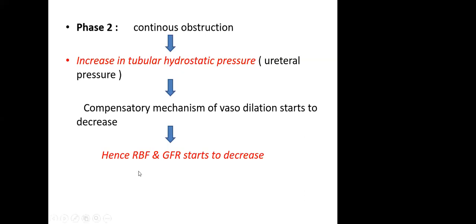Again, the renal blood flow starts to decrease. If renal blood flow decreases, hydrostatic pressure in the glomerulus will decrease. If hydrostatic pressure is decreased, GFR also decreases. Hence, in phase 1, renal blood flow and GFR will be maintained, but in phase 2, the renal blood flow and GFR also start to decrease.